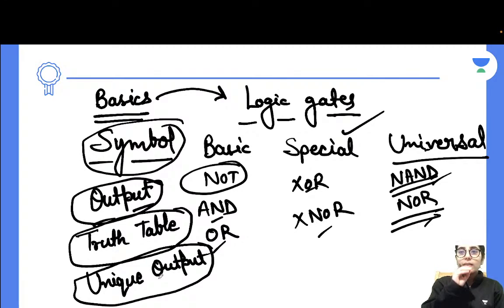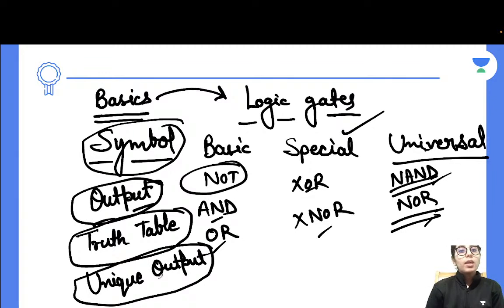So only at one time are you getting that particular kind of output corresponding to the given inputs, and that gives you the unique output. Okay, and that's how it works. So the output should be clear, that what kind of output expression we will have for a particular logic gate. The symbol of the gate should be clear, the truth table should be clear, and the unique output should be clear. At least these many things we need to know.